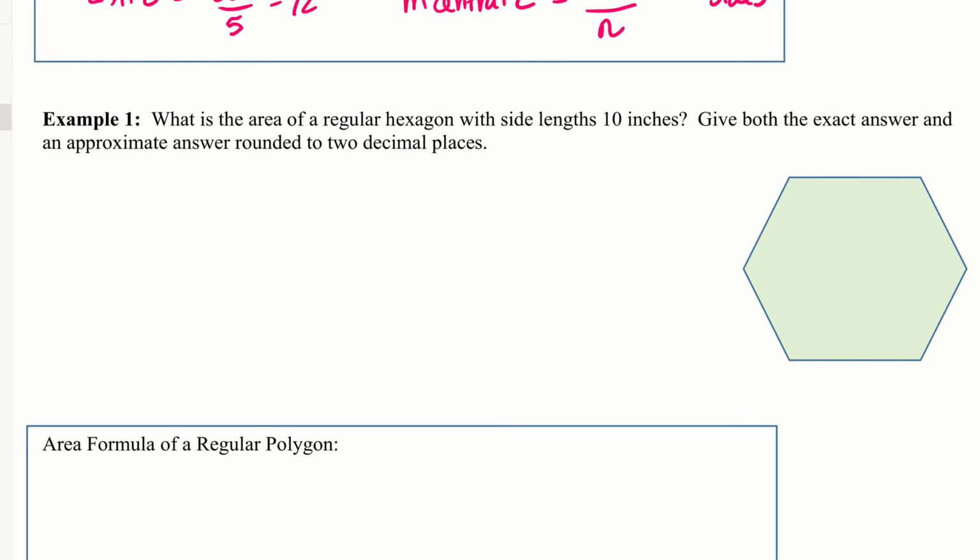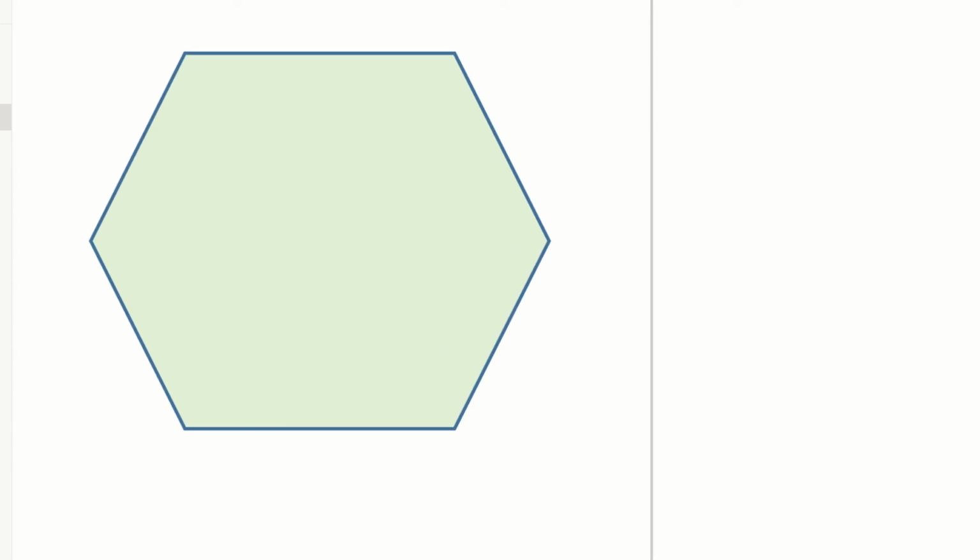Give both the exact answer and the approximate answer rounded to 2 decimal places. All right, so what I'm going to do here is scoot in on my hexagon so we can get a nice good look at it. And then I'm going to label it with what I know.